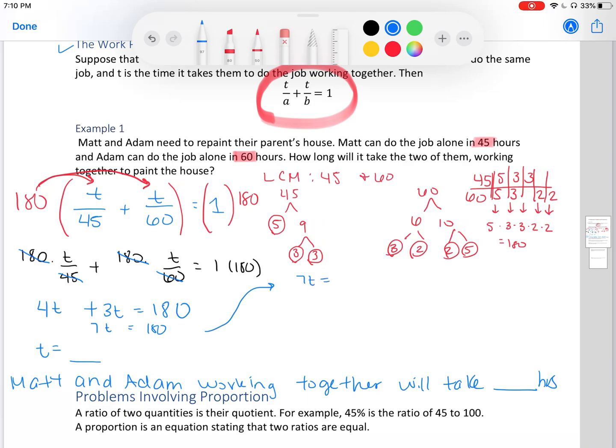Lastly, we divide both sides by 7. So we're left with T equals 180 over 7. So our answer is 180 over 7 hours. Or if we want to, we can write it as a mixed number, 25 and 5 over 7. So that's our answer. Matt and Adam working together will take 25 and 5 over 7 hours.